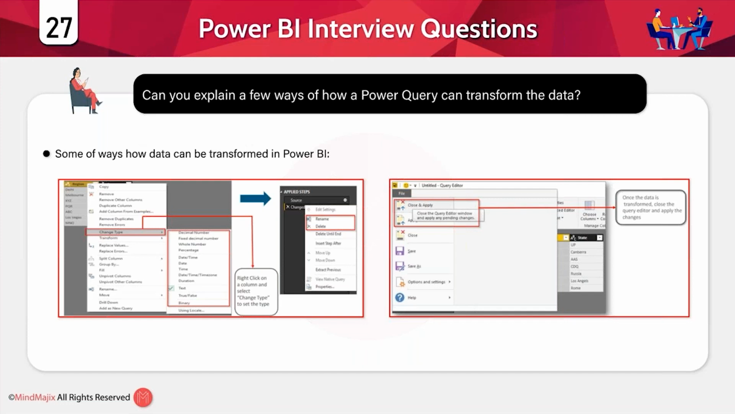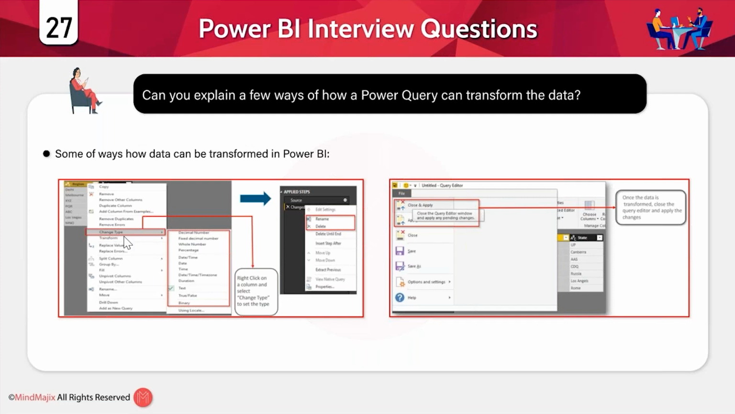Now the 27th question which comes up is, can you explain a few ways of how Power Query can transform the data? On your screen, you can see two typical ways to transform the data. When you load the data, it automatically gives you an option of transforming. You click there and you reach the Power Query page straight away. Or else, you can go under Power Query, which you can see on the home tab of your canvas. Once you open it, it gives you the option of changing or transforming your data in any of the ways you want.